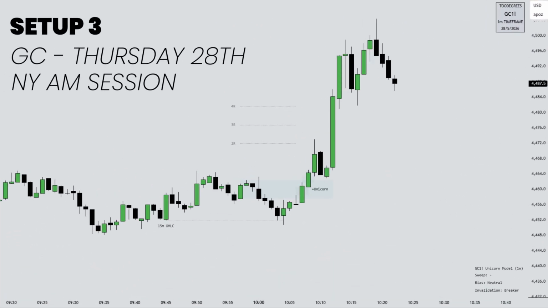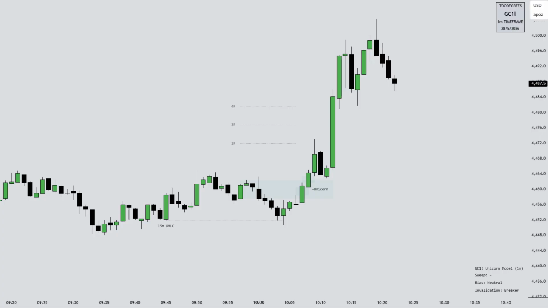Setup 3. Gold Bullish Unicorn Expansion. This final setup is a bullish unicorn setup on gold, and this one highlights how powerful these models can become during momentum expansion environments. Early in the sequence, gold trades relatively rotationally with no major directional commitment, price moving back and forth around the equilibrium while slowly building liquidity on both sides. Then we begin seeing the market shift.